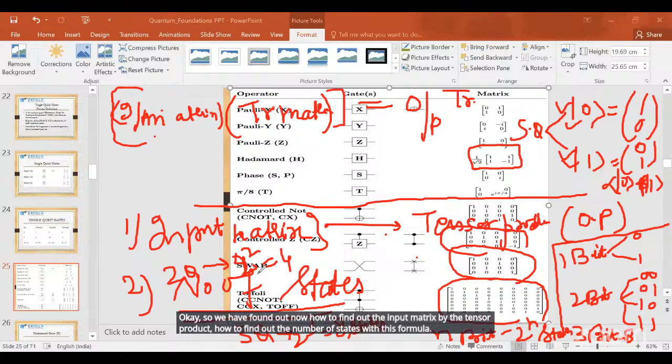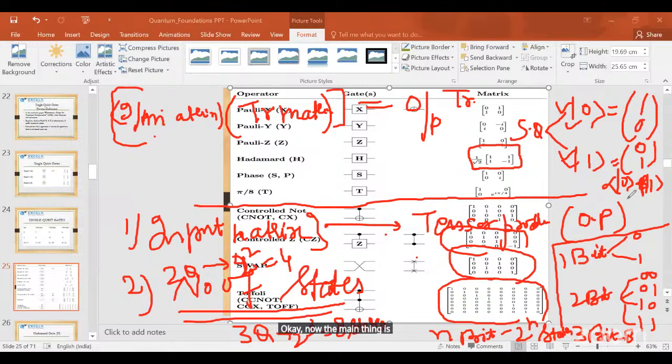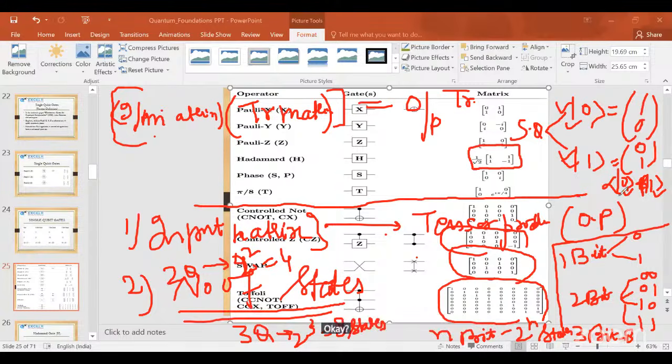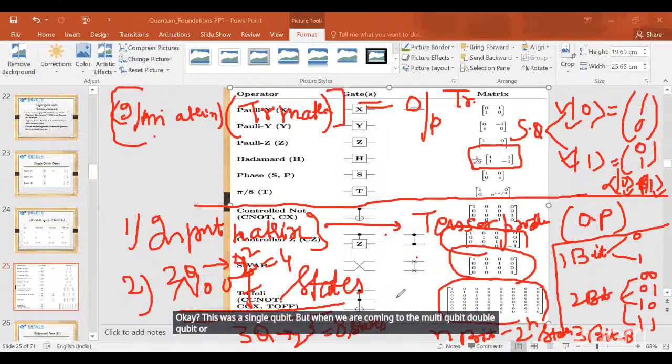Now the main thing is that for a single qubit there are only 2 states. That's why we take alpha and beta and represent it in superposition form by adding them, alpha 0 plus beta 1. This was the single qubit. But when we come to double qubit or 3 qubits, then what do we have to do? Now just see.